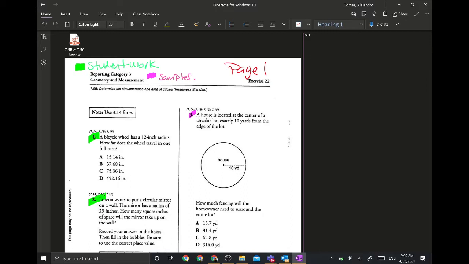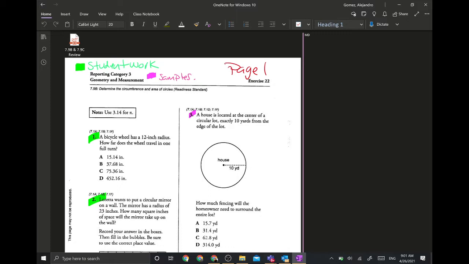And today we're going to be talking about circles. We're going to be doing some problems involving circles, whether it's to find the circumference or to find the area for them. Either way, we're going to have to use the respective formula.